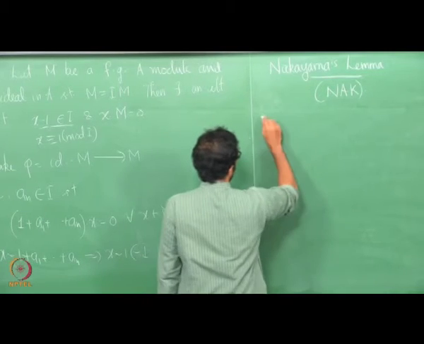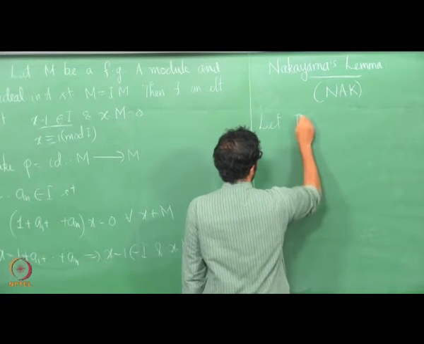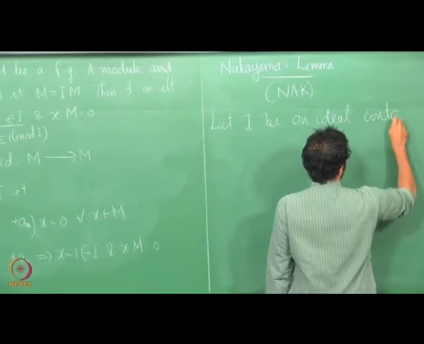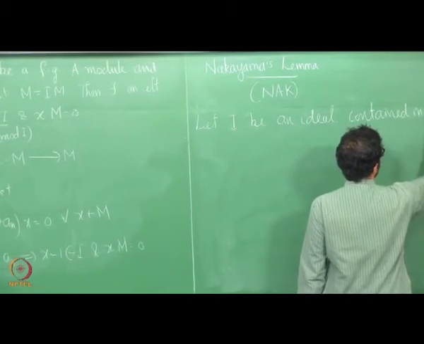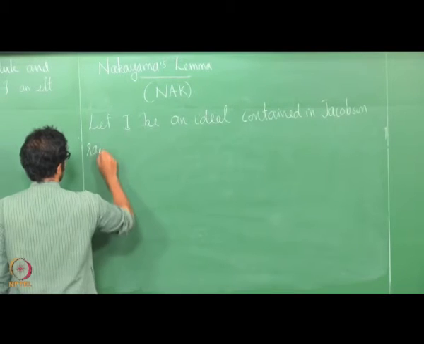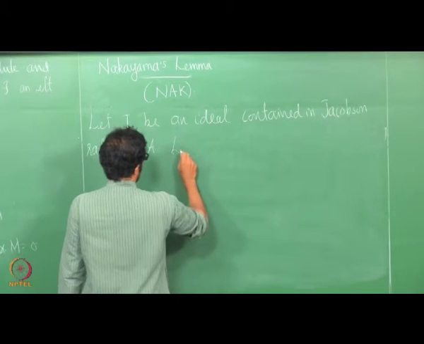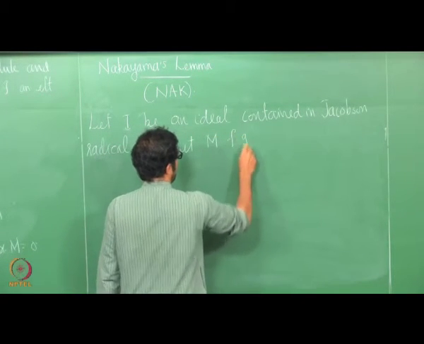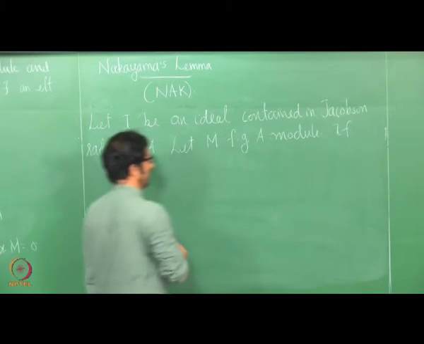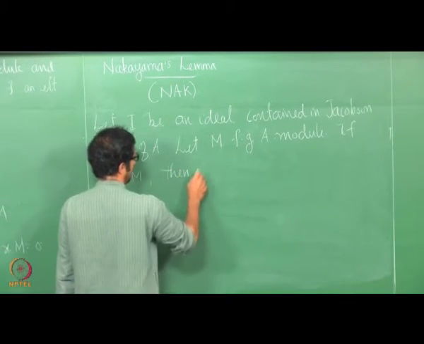So, what does this theorem say? Let I be an ideal contained in the Jacobson radical of A, and let M be a finitely generated A module. If IM is M, then M is 0.